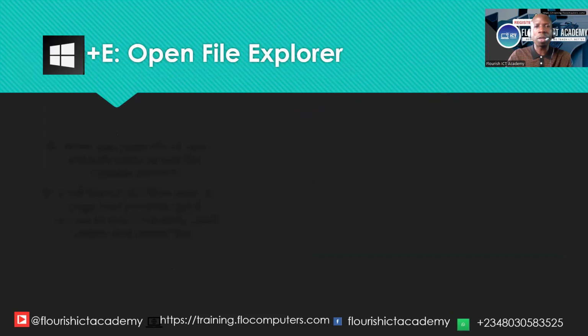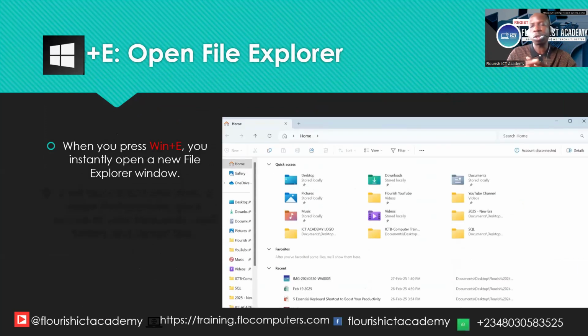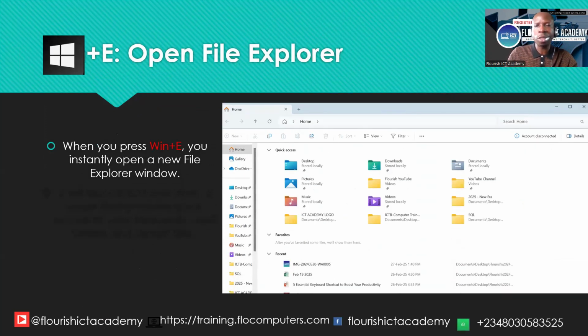So the second one we're looking at is Windows key plus E. If you press the Windows key and E, it's going to open up what you call the File Explorer. When you press the Windows key and E, you instantly open a new File Explorer window. So let's do that and then we'll see. This is what comes up. This is what we refer to as the File Explorer.